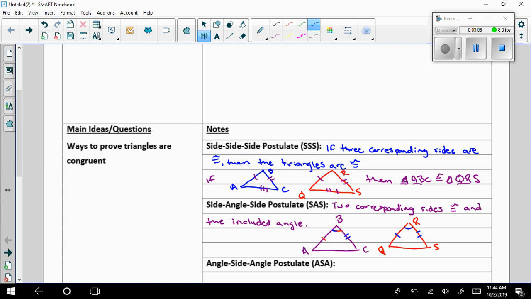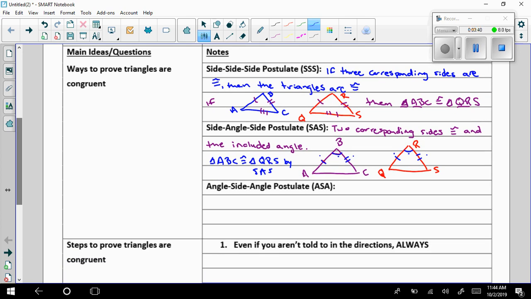All right. So if you see a side, an angle, and then a side marked congruent to that side, angle, side, then you can say that triangle ABC is congruent to triangle QRS by side, angle, side. All right, this one would be by side, side, side. So you have to state the reason that they are congruent.